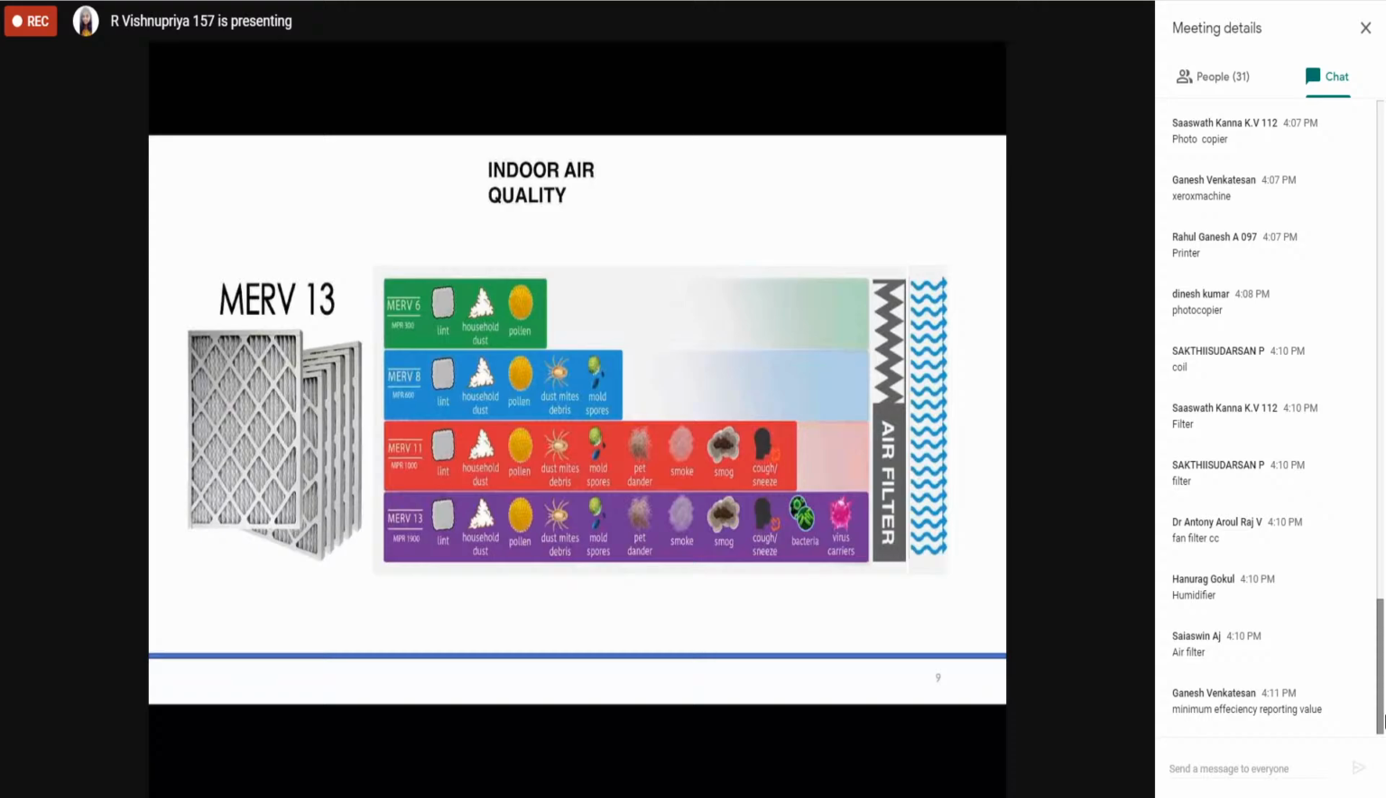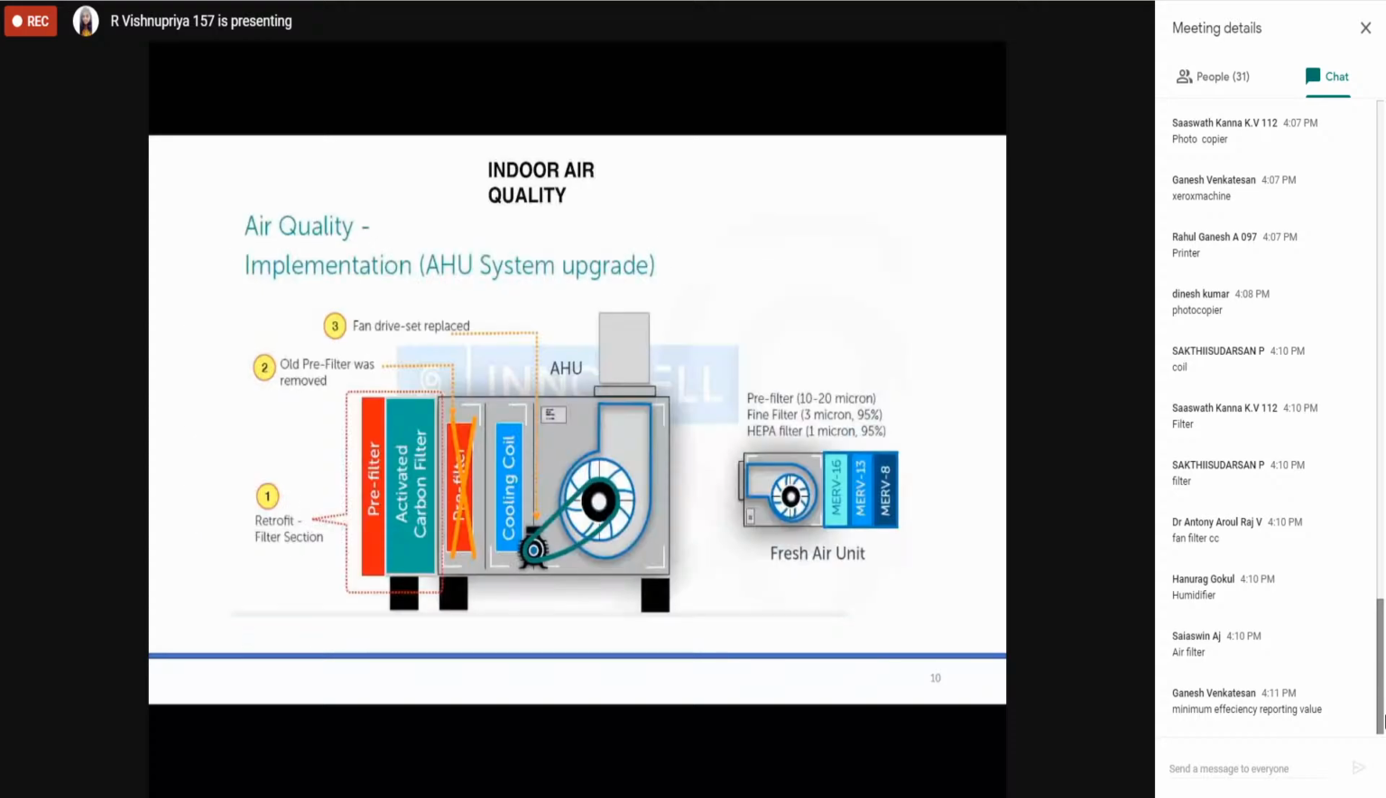Can you come to the next slide? Here we have done one exercise in our project where the AHUs are available. Unfortunately the VOC contents were very high. So we introduced one carbon filter in that location, because the carbon filter will absorb it.